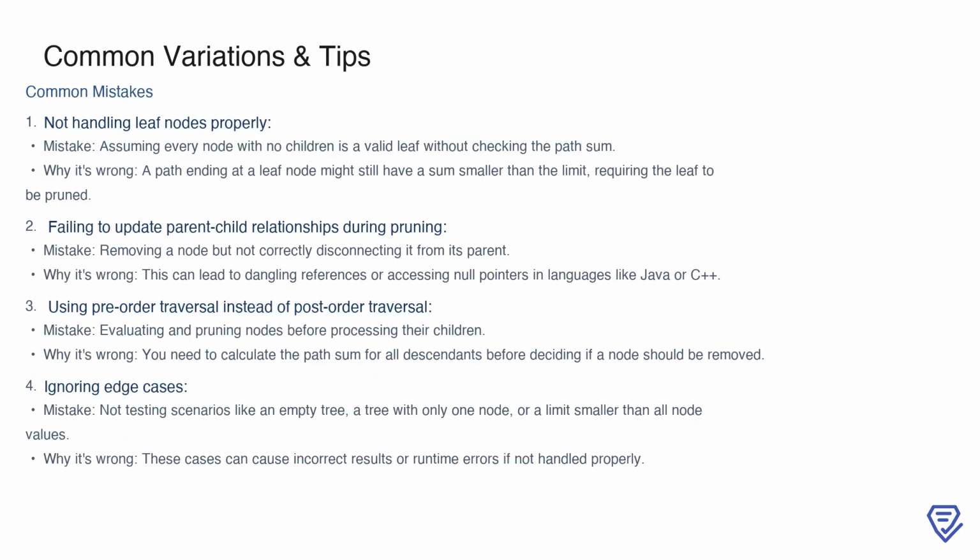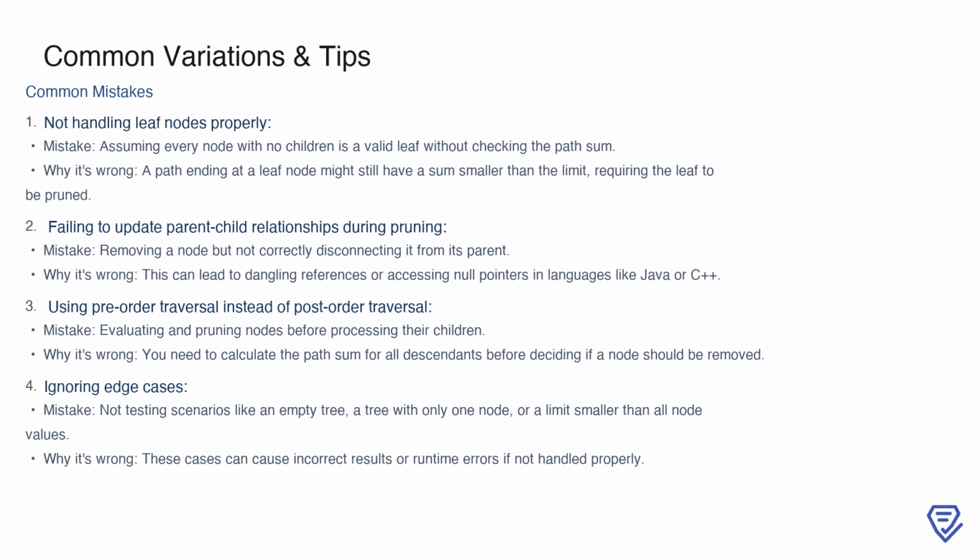Here we discuss some common mistakes developers make when solving this problem. First, not handling leaf nodes properly can lead to errors. It's easy to assume that every node without children is a valid leaf, but if the path sum leading to that leaf is smaller than the given limit, the leaf must still be pruned. Another mistake is failing to update parent-child relationships during pruning. If you remove a node but forget to disconnect it from its parent, this can cause dangling references or null pointer errors, especially in languages like Java or C++.